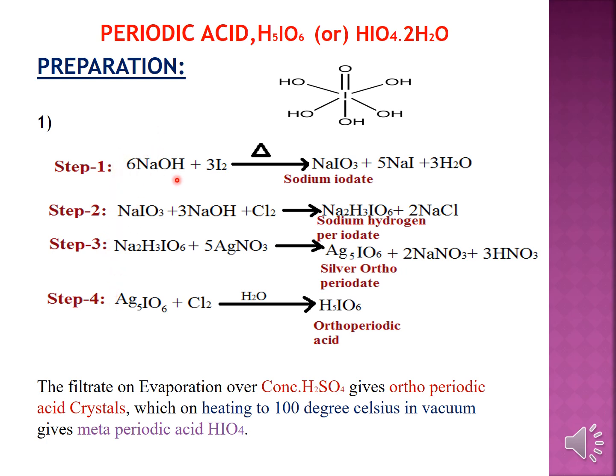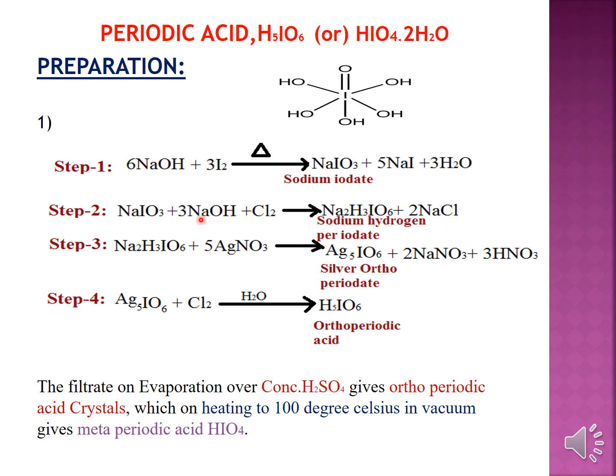In the beginning of the reaction, the base is treated with iodine. When 6 molecules of NaOH are treated with 3 of iodine upon heating, sodium iodate is formed with the cleavage of 5 NaI, and 3 molecules of water are eliminated. Then in the second step, the sodium iodate is treated with 3 moles of NaOH and chlorine gas is passed. You generate the sodium hydrogen periodate with the cleavage of NaCl as the salt.